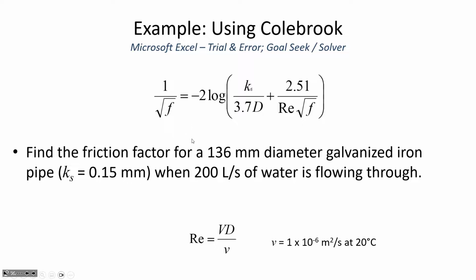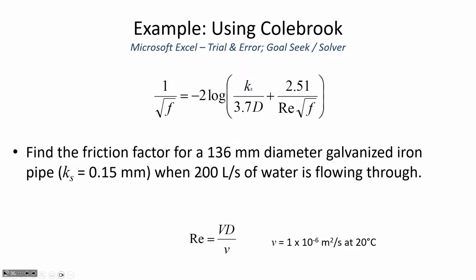But let's say that we have a pipe that's 136 millimeters in diameter, and it's galvanized iron. And so if we go back to that equivalent sand roughness table, we would find that for galvanized iron, the K sub S is 0.15 millimeters. And then we want to know what's the friction factor F when we have a flow of 200 liters per second going through that pipe. So there are certain things that we're going to start off on the whiteboard, namely calculating the Reynolds number, and then I'll switch over to Excel after that.